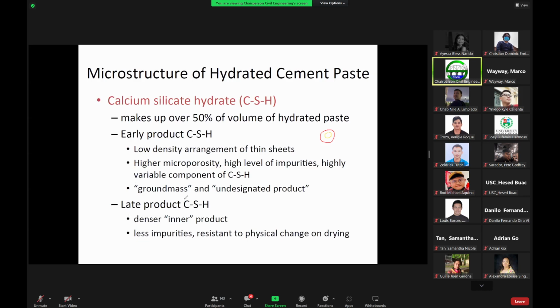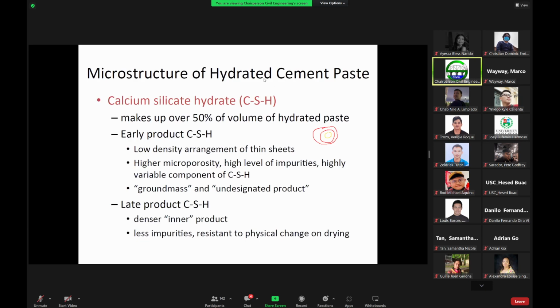Now, your late product CSH is what's formed when your hydration has become diffusion controlled. So the early product, once it becomes thicker around your cement grain, and the process is now diffusion controlled, this late product CSH is what forms a denser coating around your hydrating cement grains. So it is a denser inner product. It has fewer impurities and it is more resistant to physical change on drying.